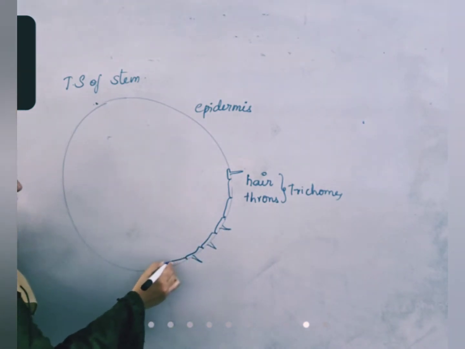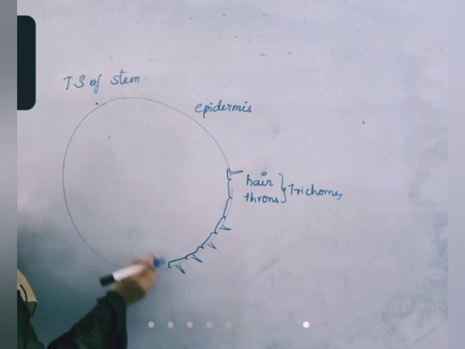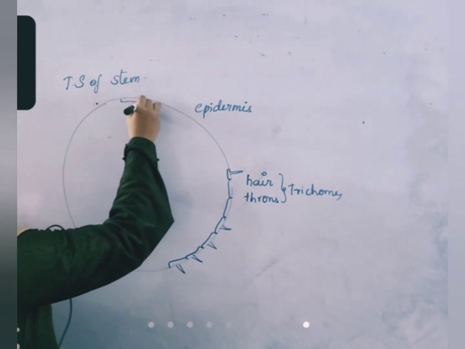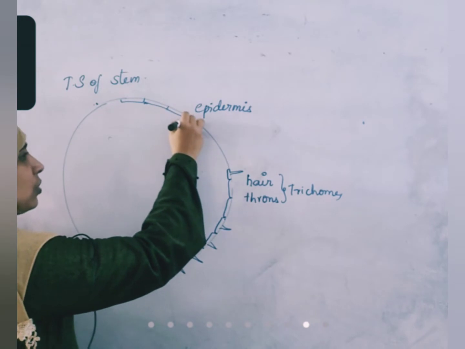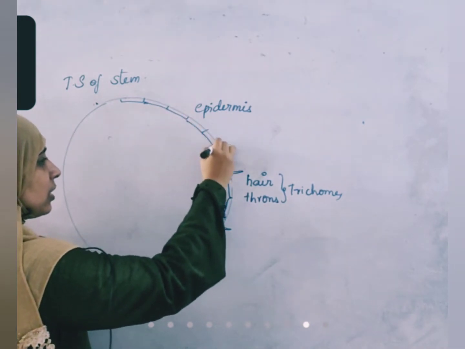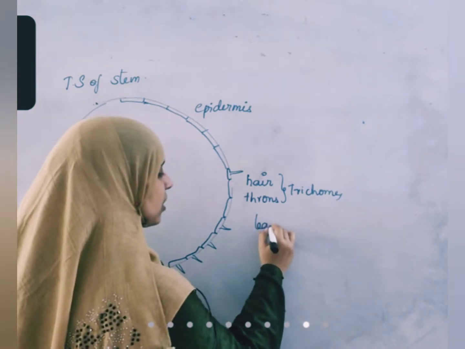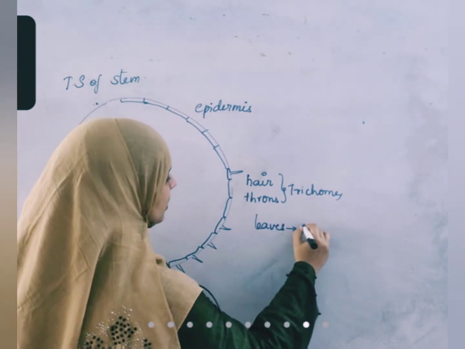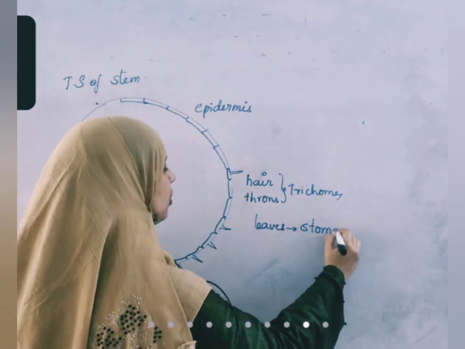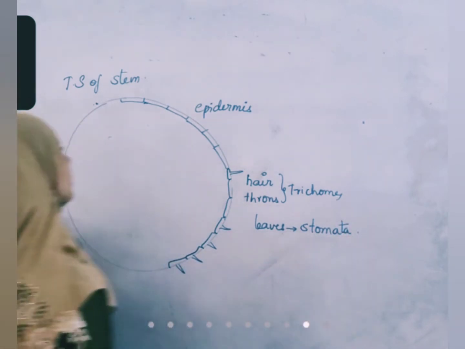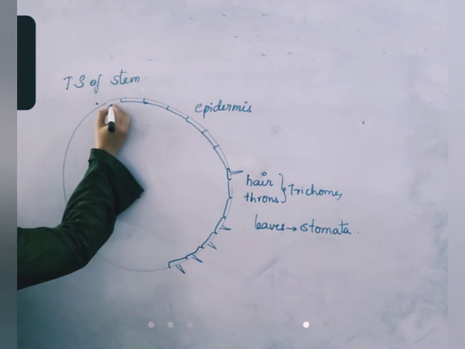So in case of roots, it is root hair. In case of stem, it is trichomes. Leaves are also part of stem. In leaves, you can see stomata on the lower surface of most of the leaves.